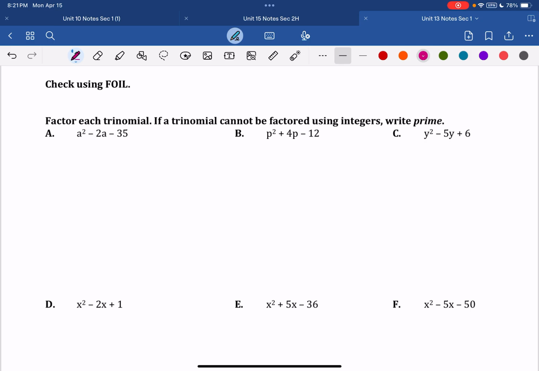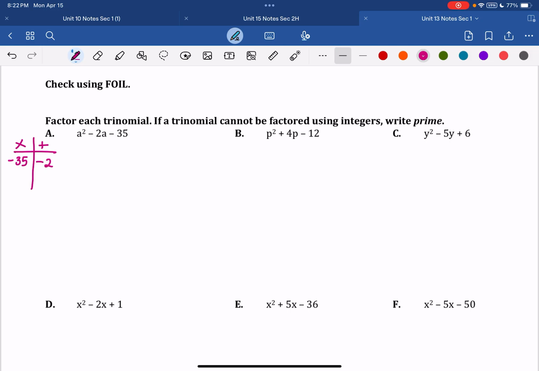So the way that this works is we play the factor game. You're going to take the number on the first term and multiply it by the number in the third term. So 1 times negative 35, that's negative 35. So we're looking for two numbers that multiply to be negative 35 and then add to be our negative 2.